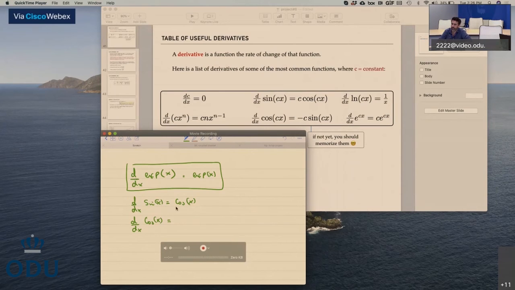The derivative of the cosine of x, okay? Well, the derivative of the cosine of c of x is equal to negative c sine of c of x. C is equal to 1, so this is just equal to negative sine of x. What other ones do we calculate? We're going to calculate the derivative with respect to the logarithm.